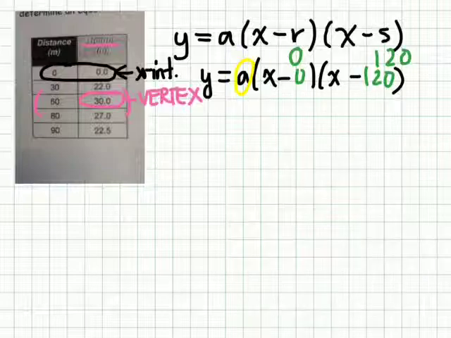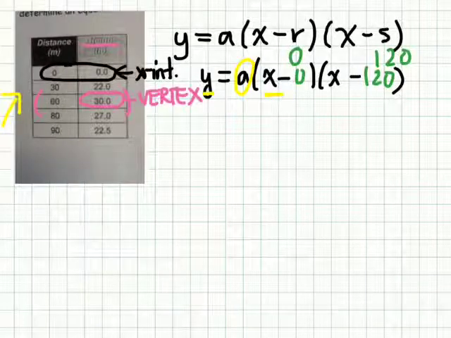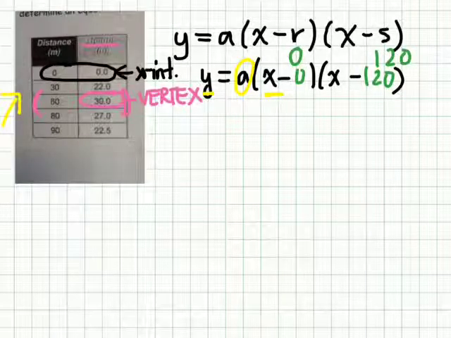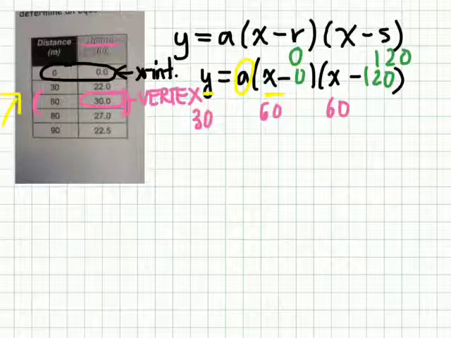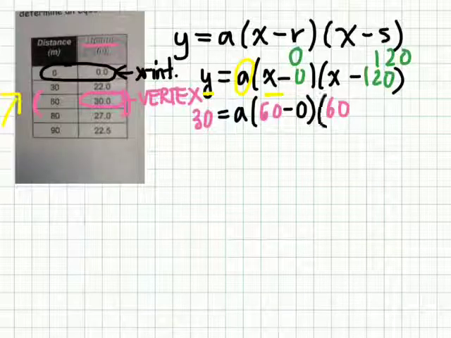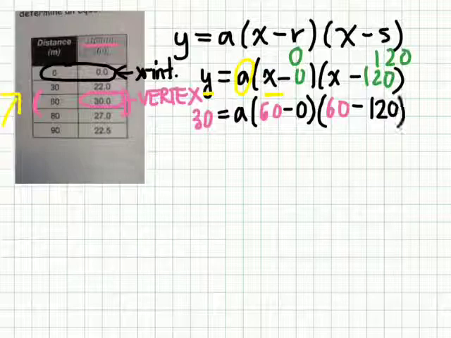Do you know any point on this parabola? Do you have an x and a y, a coordinate? Yeah, we have lots. Look at our table. Pick one. Which one do you want to use? Okay, all of these are points, so let's use the vertex. If x is 60, y is 30, now we can solve for a. We're trying to find a so that we can complete our equation. We want to know what a is equal to. So just simplify this now.